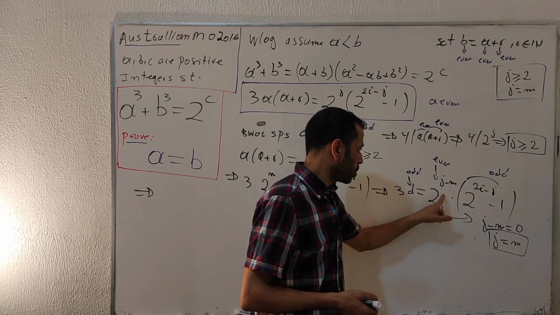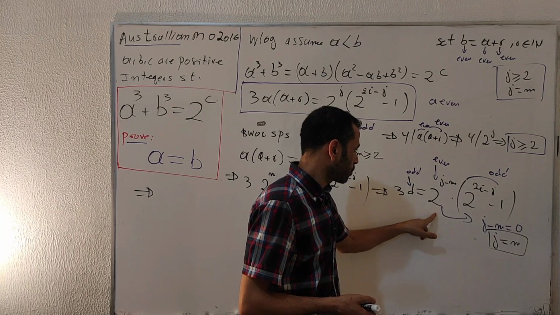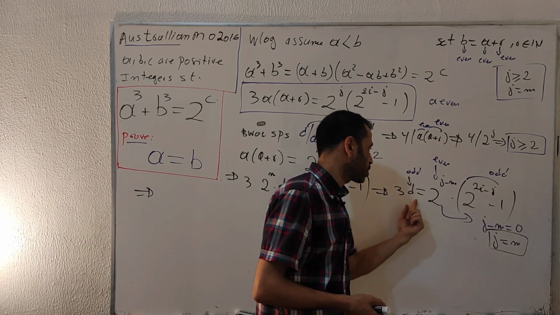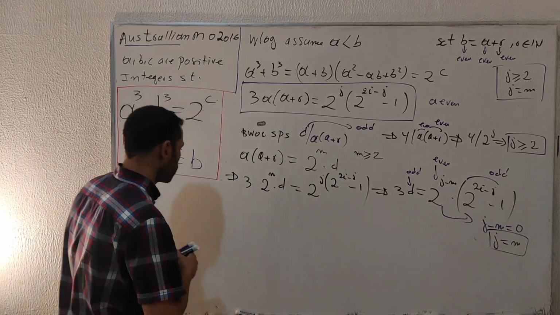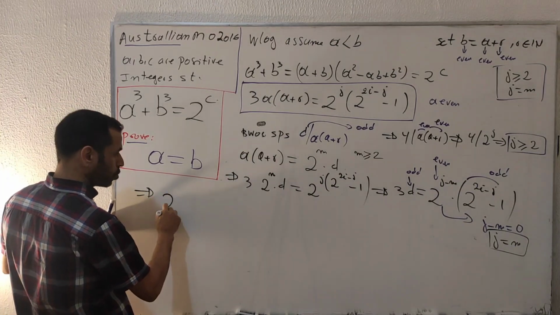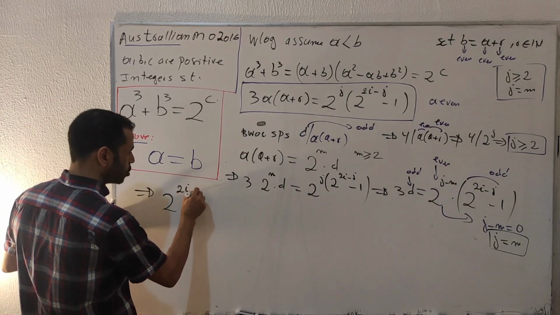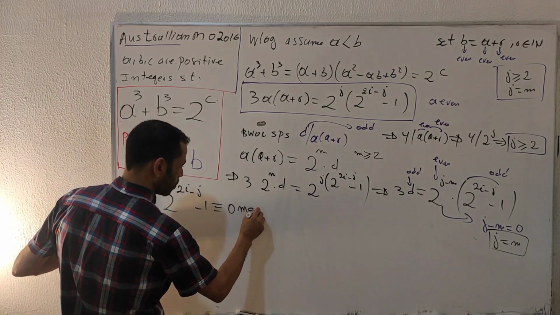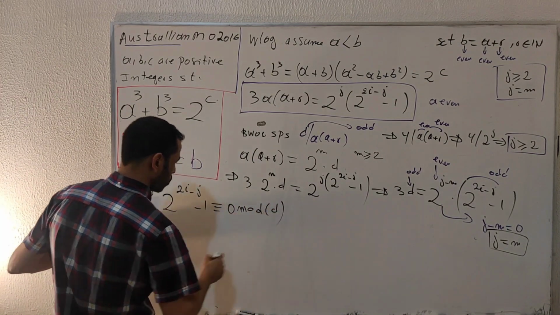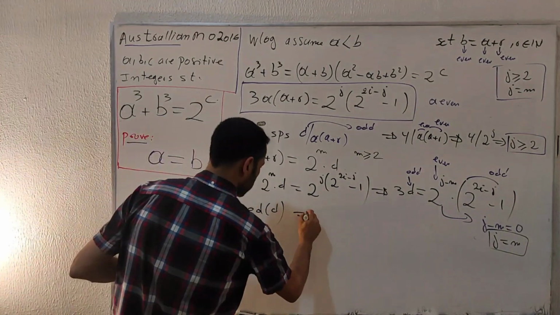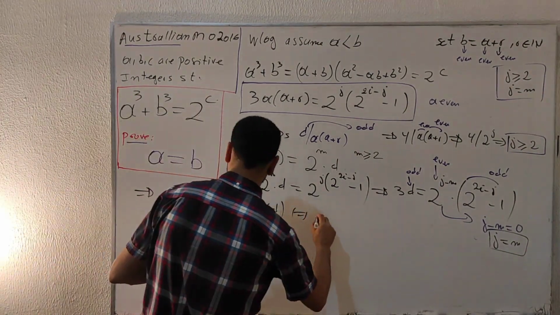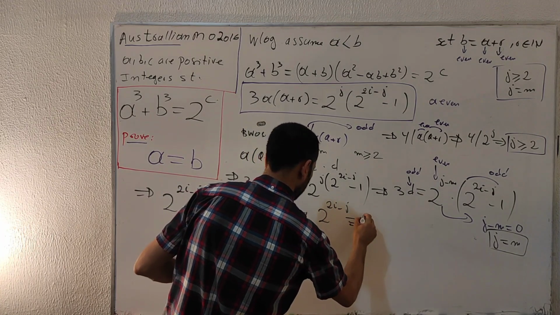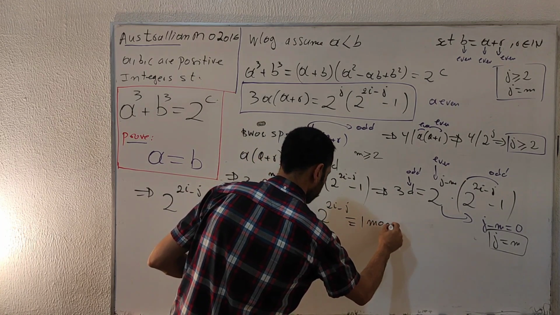So we know this number is not divisible by d, but this one is divisible by d, okay? Because this one is odd, this one is odd. Which means I get 2 to the 2i minus j minus 1 is congruent to 0 mod d. Okay? In other words, I'm going to take this minus 1 to the right. I will get 2 to the 2i minus j is congruent to 1 mod d.